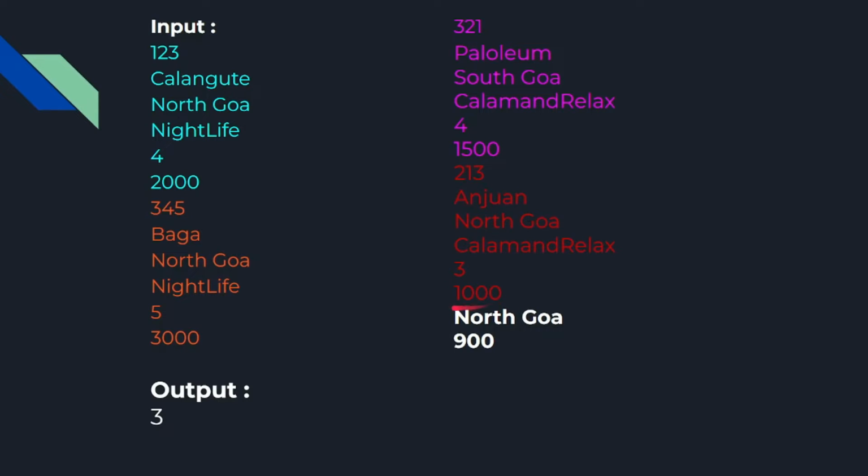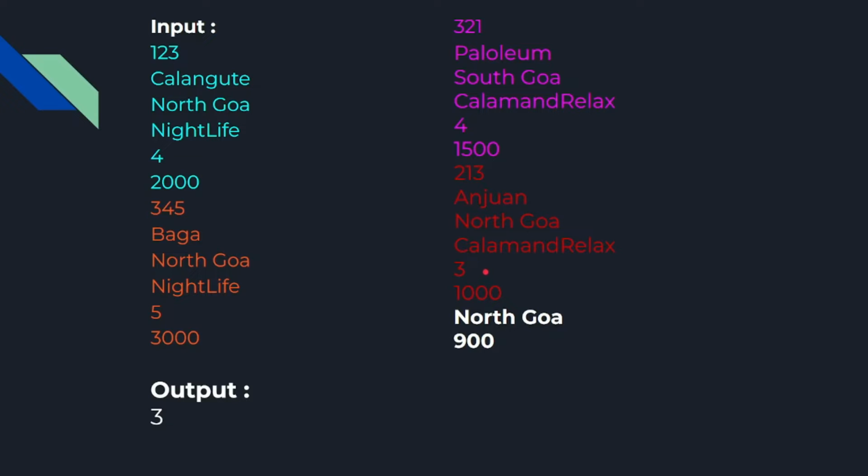Finally our ArrayList will have 3 Beach objects: this one with the ID 123, this one with the ID 345, and this one with the ID 213. Then we will use the sort method provided by the collection, and we will sort the Beach objects inside the ArrayList based on the rating. The Beach objects inside the ArrayList will get sorted according to the rating in ascending order. So the Beach object with the lowest rating will be present in the first location, that is at index 0.